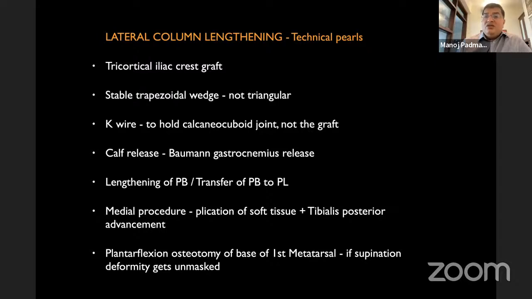The K-wire is to stabilize the calcaneocuboid joint, not to stabilize the graft. That is secondary, that's incidental. Even if the wire does not hold, the graft is actually wedged in. But as you distract the lateral column, the calcaneocuboid joint can get subluxed. So you need to prefix the calcaneocuboid joint before you distract.